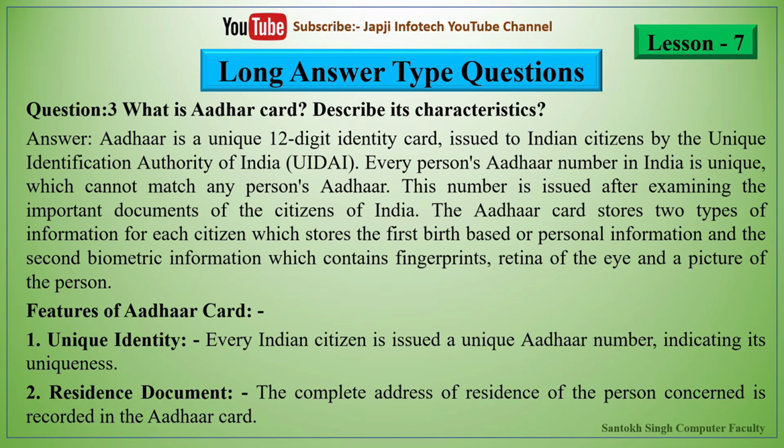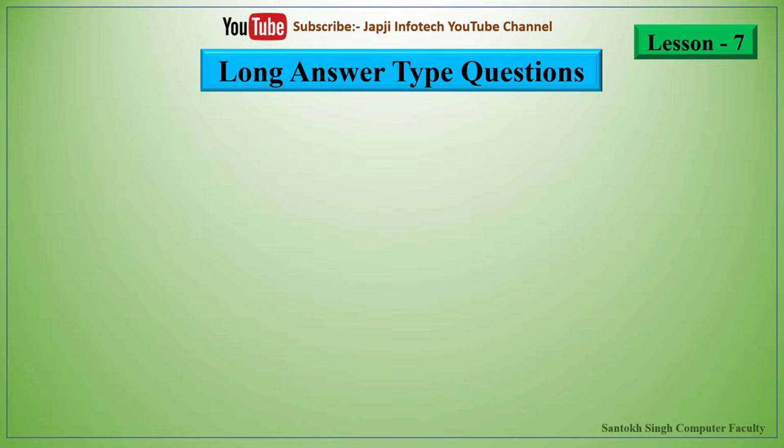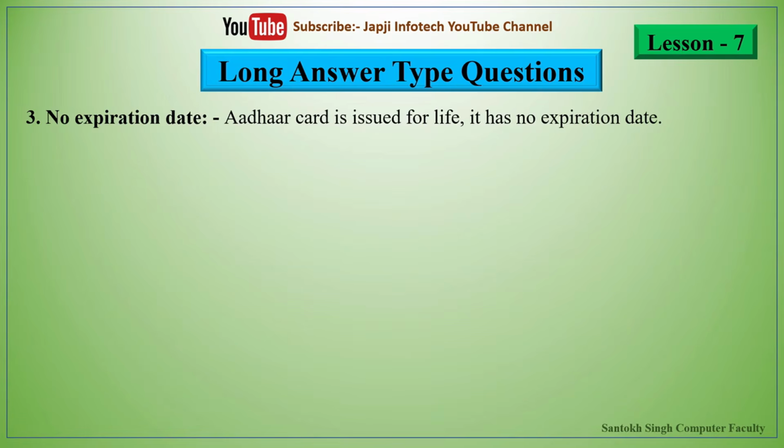Second one is a residence document. The complete address of residence of the person concerned is recorded in the Aadhaar card. And third one is no expiration date. Aadhaar card is issued for life. It has no expiration date.